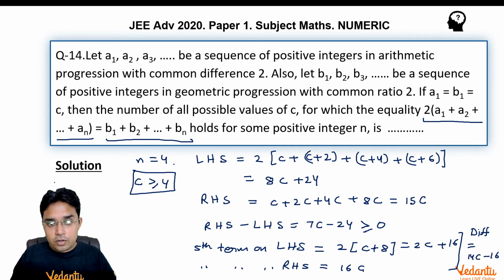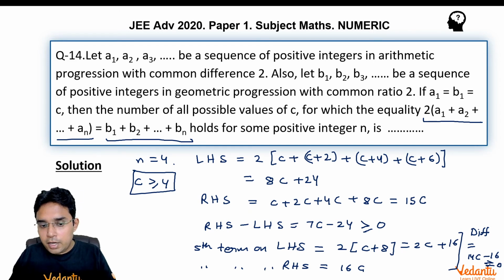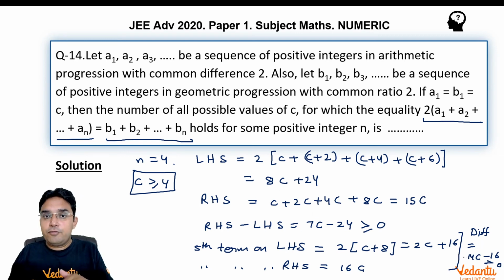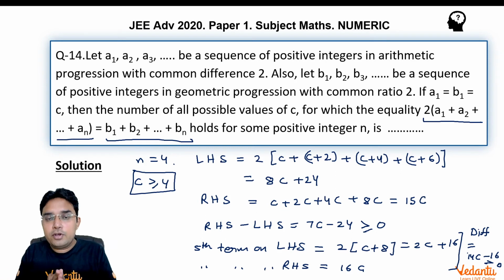And you can see, because c is greater than or equal to 4, it is not possible for this difference to become 0 or negative. It has to be positive only, not even equal to 0, it has to be greater than 0. So what conclusion have we made here? If I take n equal to 4, RHS is going to be greater than LHS, and if you take the fifth term and take the difference, this difference will be further positive. So for n equal to 5, your RHS minus LHS will further be positive only.